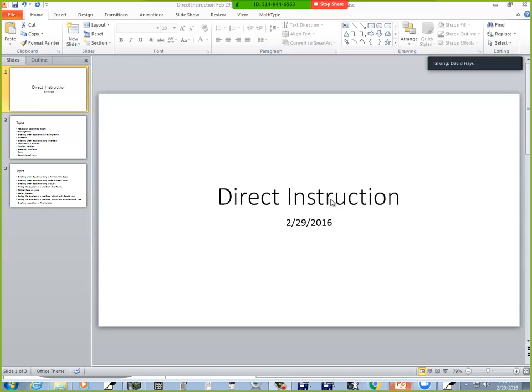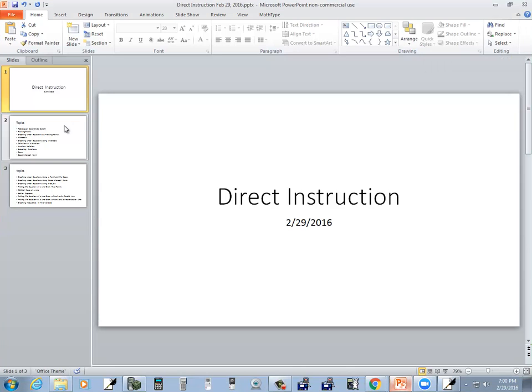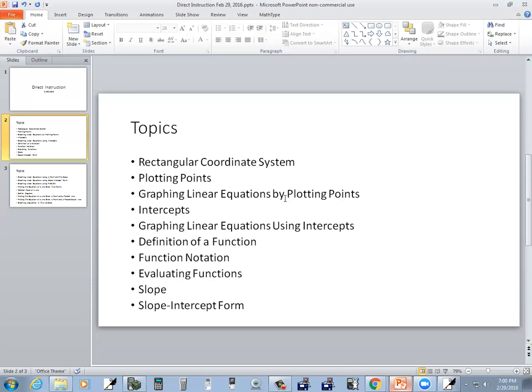This is a direct instruction for February 29th. And we'll cover various topics. We'll start off with a rectangular coordinate system.